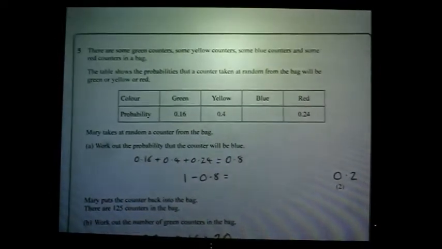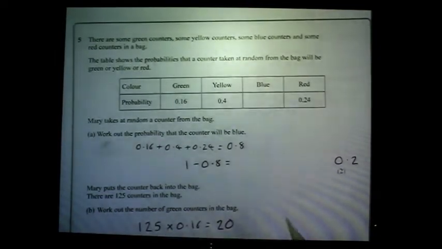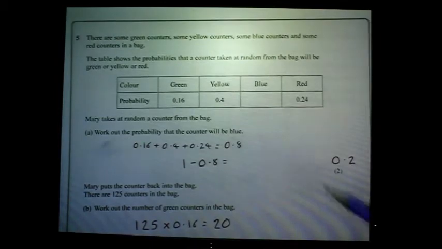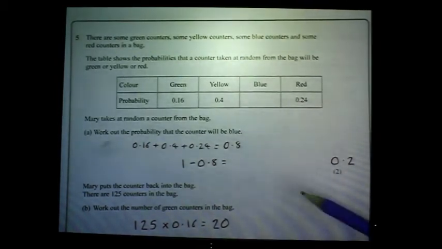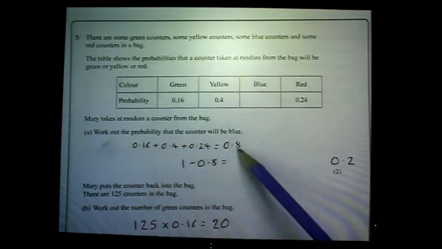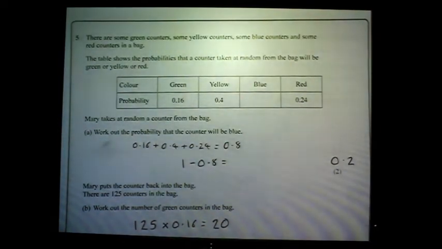Next one, there are some green counters, some yellow and some blue and some red counters in a bag. Work out the probability of which one being taken. Okay, so the probability of green is 0.16, yellow 0.4 and red 0.24. You've got to work out what blue is. You should know that all these need to add up to 1. So I've added them all up, they add up to 0.8. So that must be 0.2 for it all to add up to 1.